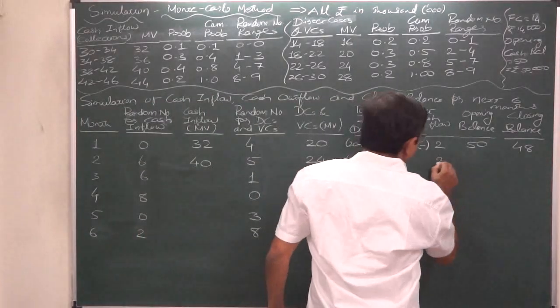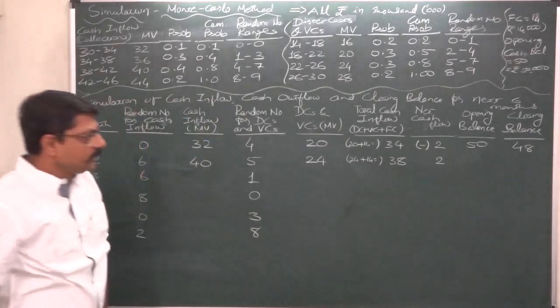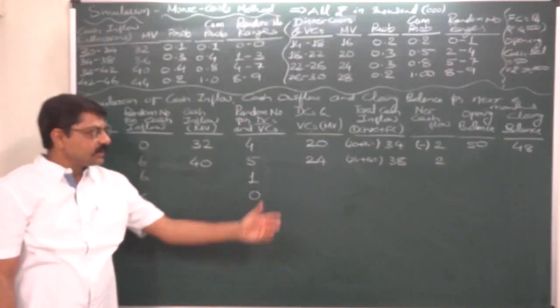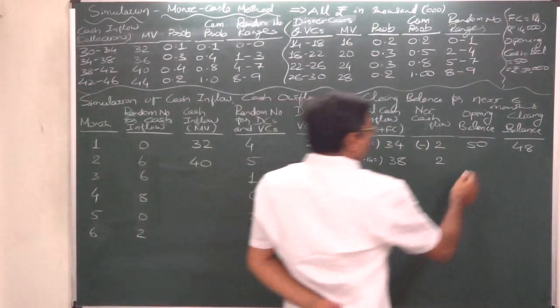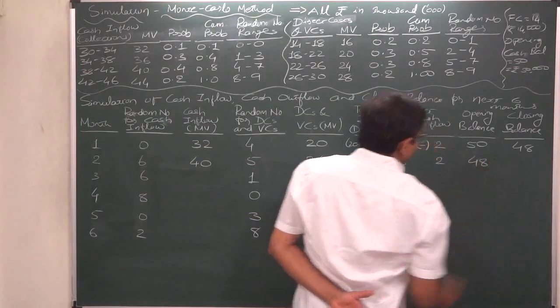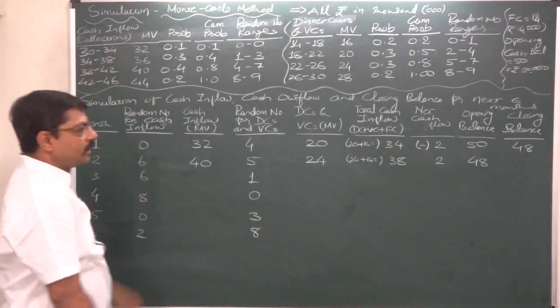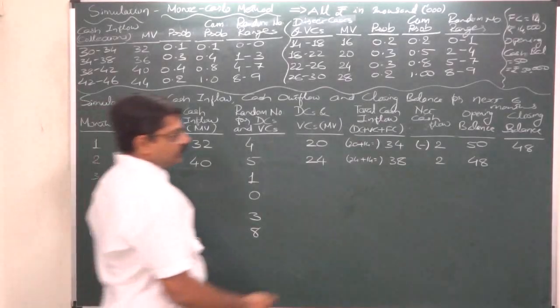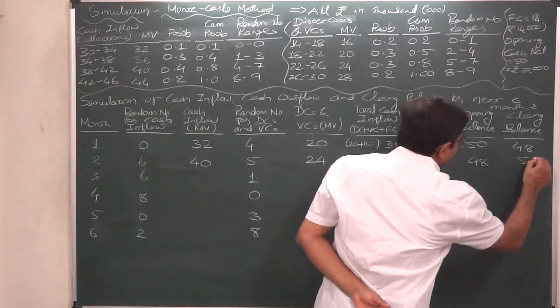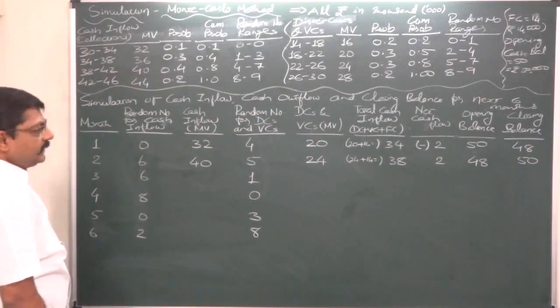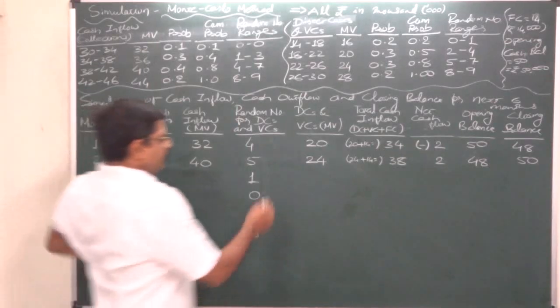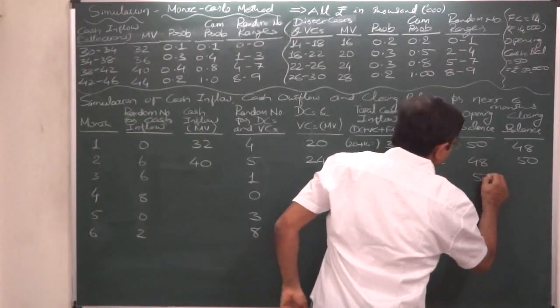So we have a net surplus of 2,000 from the cash inflow and cash outflow of the second month. And the opening balance of the second month is the closing balance of the first month. So again we have reached the same level as it was in the beginning of the first month, 50,000 closing balance. That will become the opening balance of the third month.